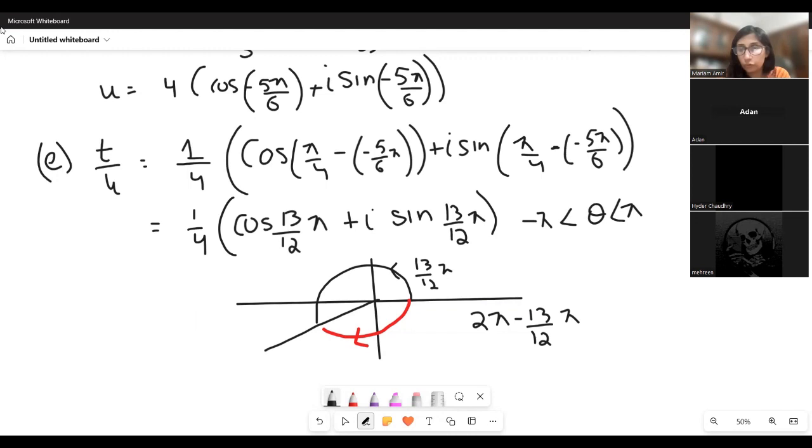So we have 2 minus 13 by 12. It's 11 by 12. So 11 by 12 pi, but with the negative sign. And now it is not smaller than minus pi.